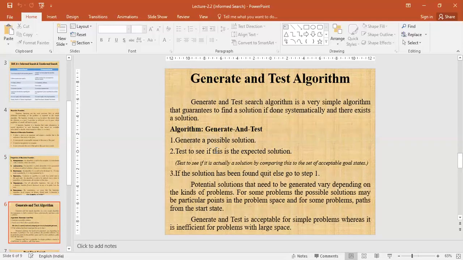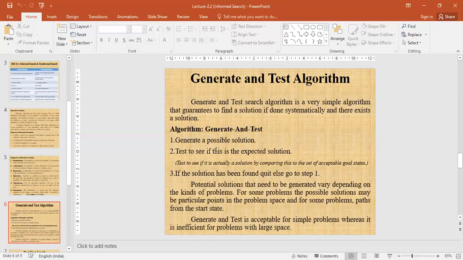It consists of the following steps. First, generate a possible solution. Second, test to see if this is the expected solution, which means test to see if it is actually a solution by comparing it to the set of acceptable goal states. Third, if the solution has been found, quit, else go to step 1.